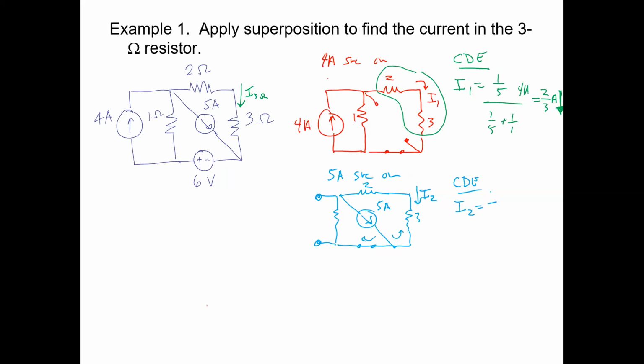That's the division. So it's going to be minus 1/5 divided by 1/5 plus 1/1 times the 5 amp source. So that's going to equal minus 5/6 of an amp also going down. But because it's minus, that means it's really going up.